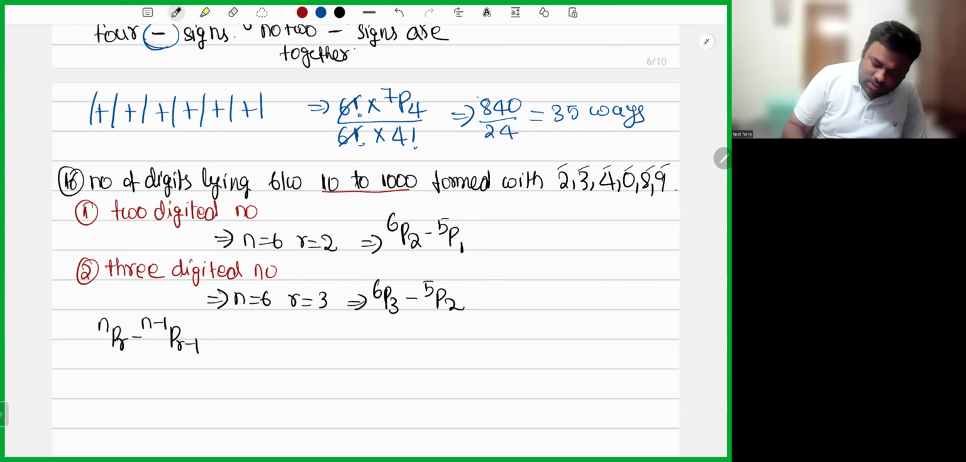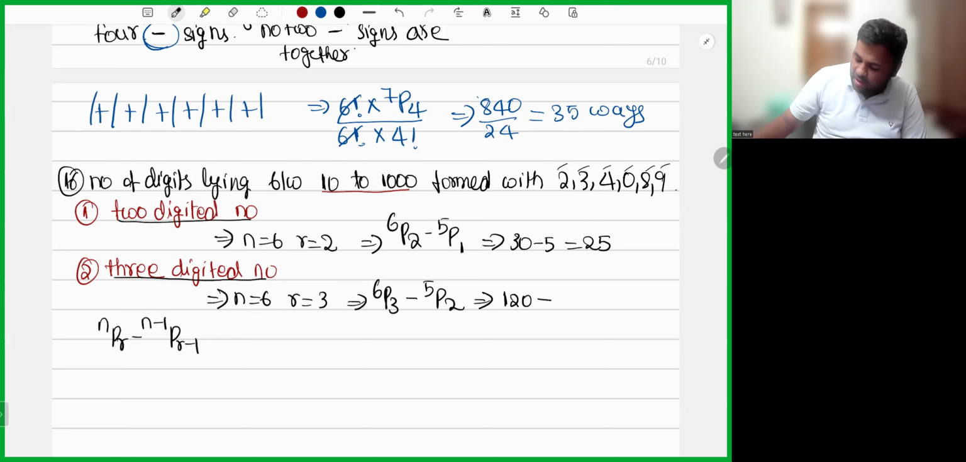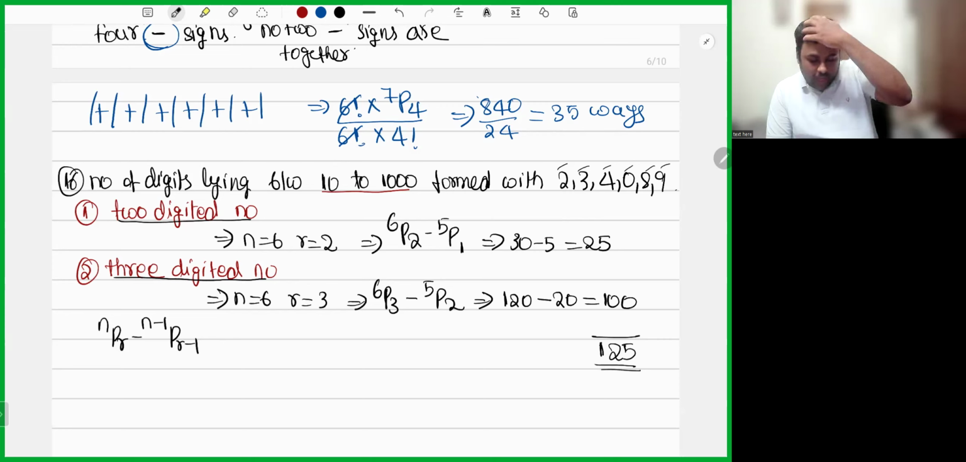Between 10 and 1000 he's telling, so 2-digit number is possible. 3-digit number is also possible. 6P2 minus 5P1. So what is 6P2? 30 minus 5, 25. 6P3, 120 minus 5P2, 20. 100. So what's the total, my dear friends? Total is 120. Okay. So number of digits lying between 10 and 1000 formed with 2, 3, 4, 0, 8, 9: 25, 100, total 125. Simple? Yes, simple.